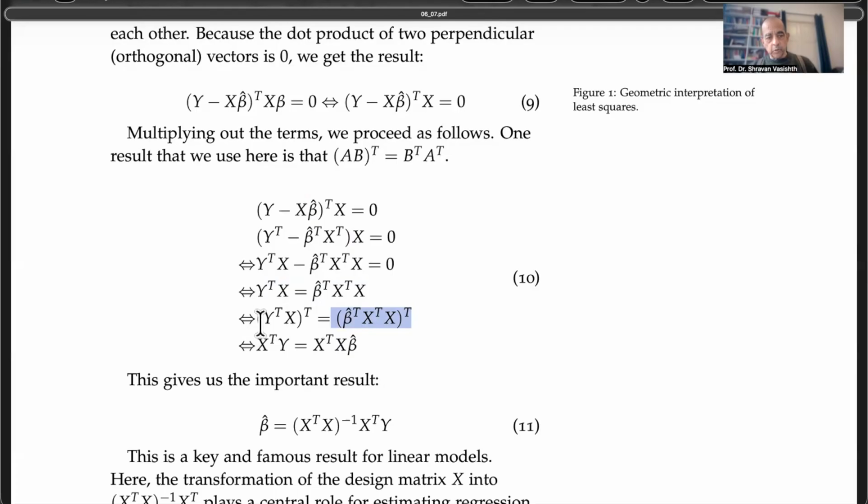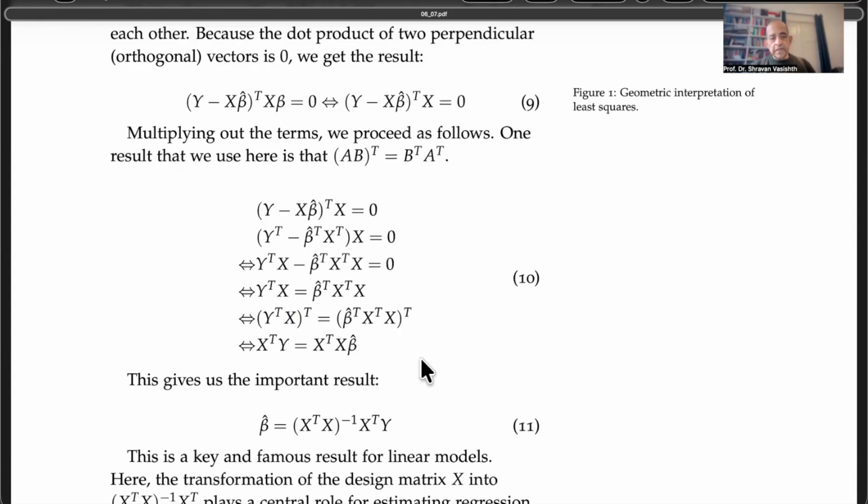Now, opening the brackets out, I end up reversing the two matrices, but a transpose of a transpose gives you back the original matrix. So y transposed is y. That's why I end up with y here, and x becomes x transposed, so I have x transposed y here. Similarly, if I open the brackets out, I get the flip of the matrices. This x becomes x transposed, this x transposed becomes x, and beta hat transposed becomes beta hat.